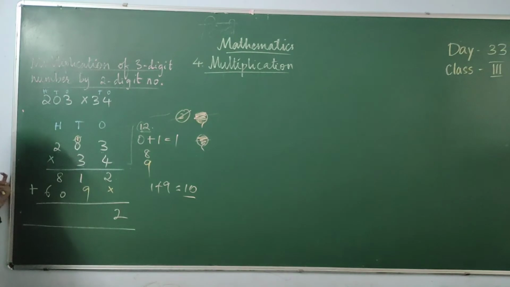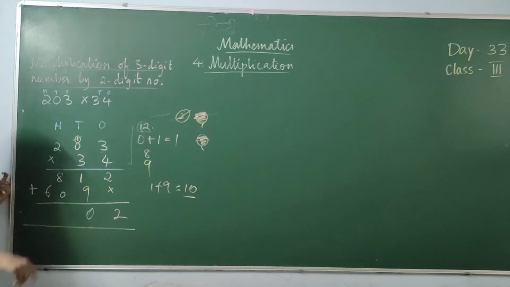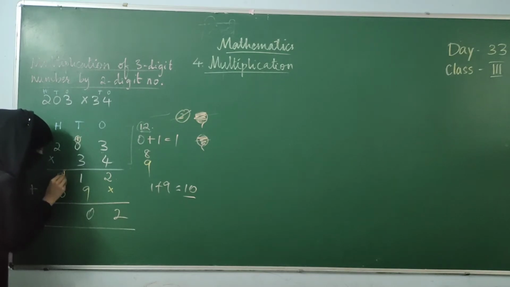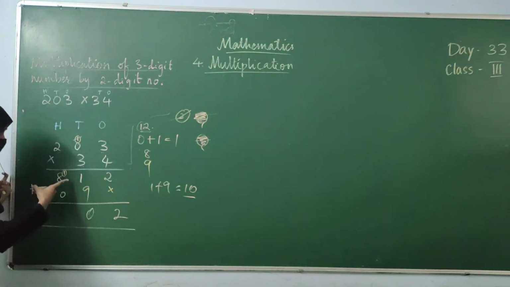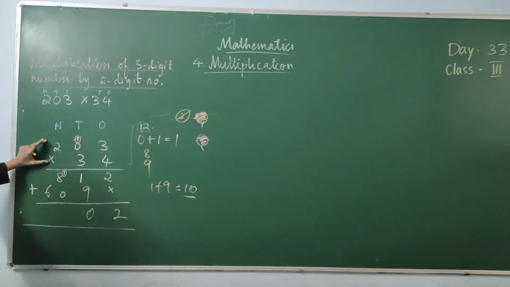So 10 is a 2-digit number. We have to take a carry over here. 0 will come here and 1 we have to take as carry. Where will we write this carry? You should write this carry above 8, here, very small. You should not write the carry over here. Multiplication carry will come here. Addition carry will come in the addition section.